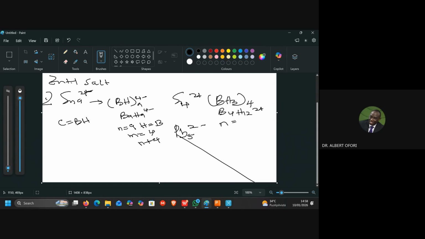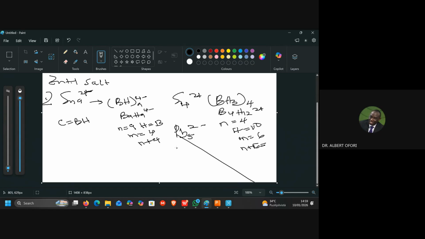So n is equal to 4. H is equal to what? 12. This is plus, so H is equal to 10. Then m is equal to 6. So that is n plus 6. And n plus 6 is what? So the n plus 6 is the arachno. Yes. Okay.